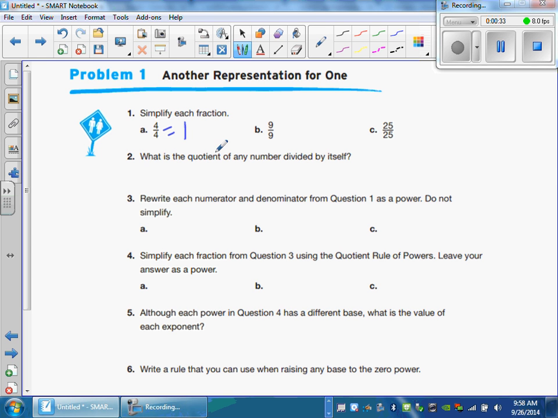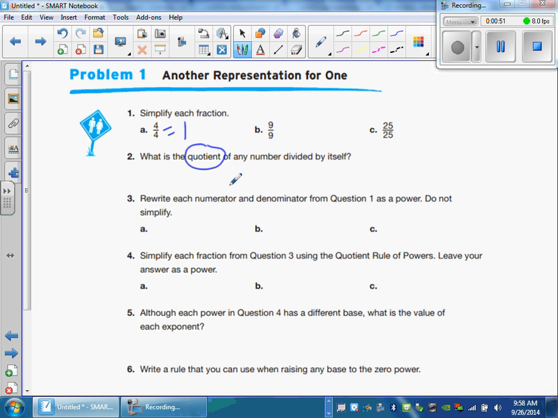Number 2, what is the quotient of any number divided by itself? So if you take 4 divided by 4, what are you going to get? If you take 100 divided by 100, what are you going to get? So you and your group can do that. If you need to pause, go ahead and pause. If you are ready to move on, you can just follow along with me.